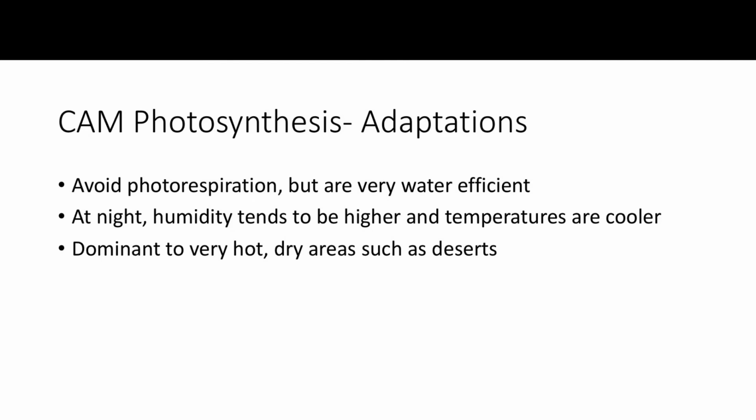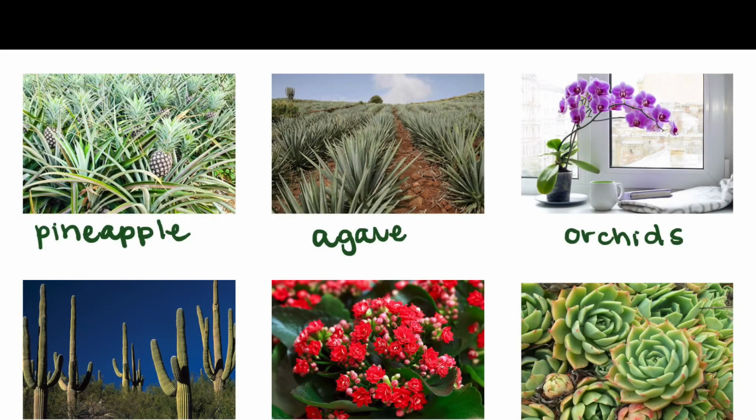CAM plants are dominant in very hot and dry areas such as deserts, so they must adapt to avoid photorespiration but also be very water efficient. Humidity tends to be higher at night and temperatures tend to be cooler. That's why opening the stomata at nighttime helps reduce water loss and avoid photorespiration. Some examples of CAM plants are pineapple, agave, orchids, cacti, kalanchoe, and the family Crassulaceae, which was actually one of the first families in which CAM photosynthesis was discovered.